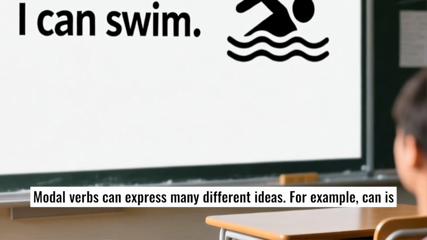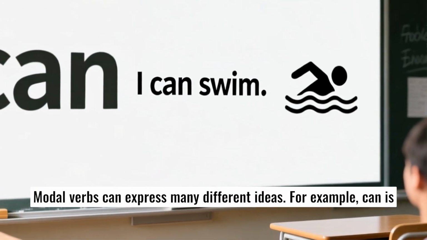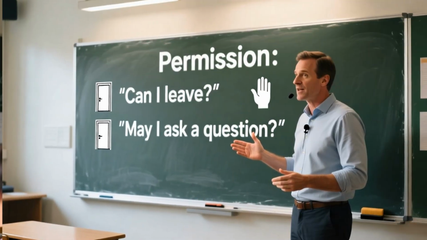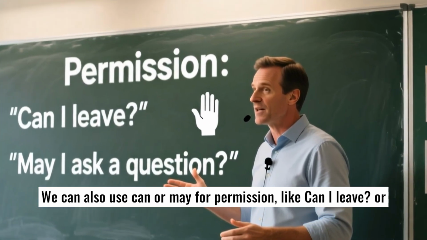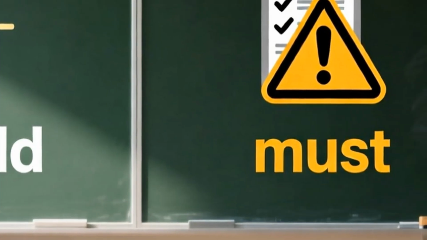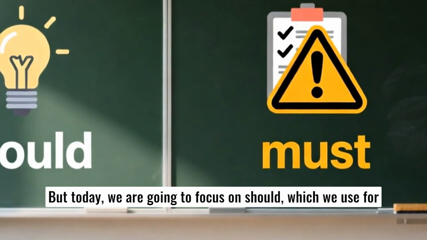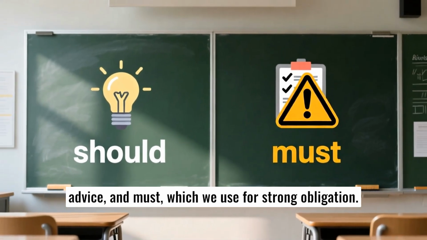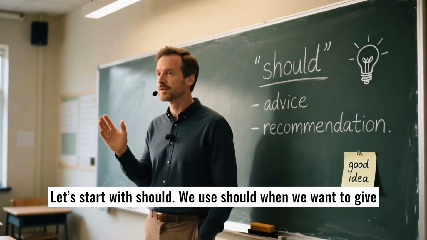Modal verbs can express many different ideas. For example, can is used for ability, like "I can swim." We can also use can or may for permission, like "Can I leave?" or "May I ask a question?" But today we are going to focus on should, which we use for advice, and must, which we use for strong obligation. Let's start with should.